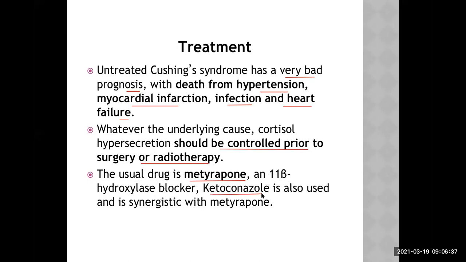and ketoconazole. Now, metirapone and ketoconazole block one particular enzyme, which is known as 11-beta hydroxylase. This enzyme is actively participating in the process of cortisol formation. So when we block this enzyme, cortisol doesn't form properly. Let's move on.